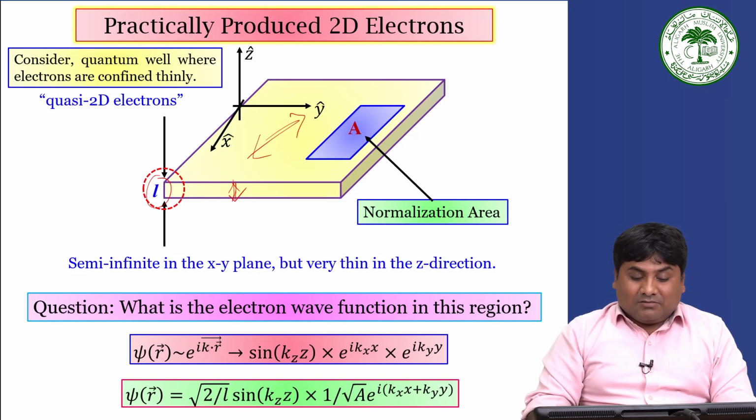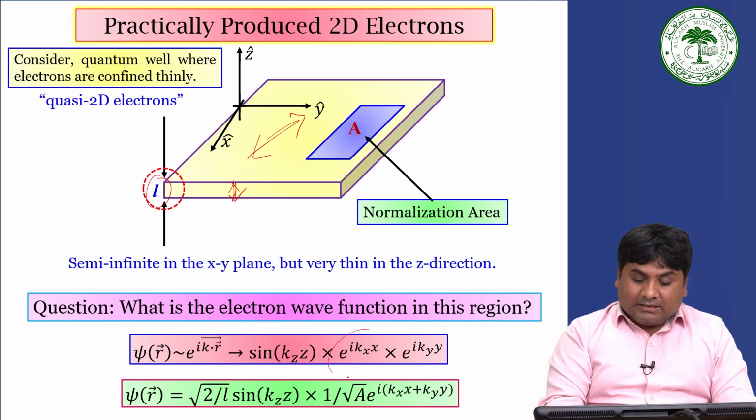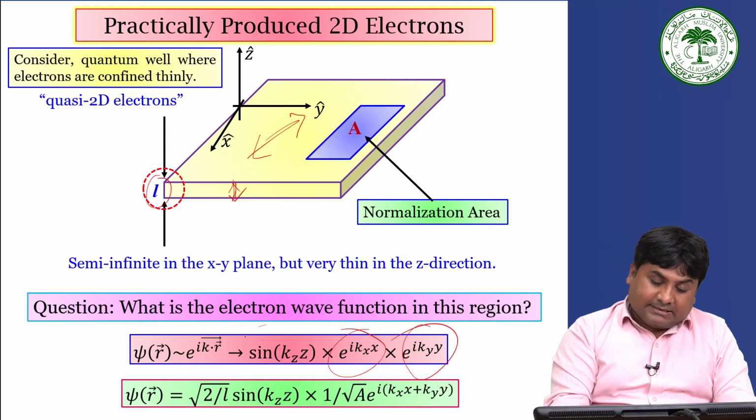So now the question is, what is the electron wave function in this region? This is psi of r, and you can write it as: since the electron is confined in the z direction, sine k_z z, times e to the power i k_x x, times e to the power i k_y y. This is due to the plane wave in the x direction, and this is due to the plane wave in the y direction. But this represents your wave function for the quantization, because of the quantum confinement effects.